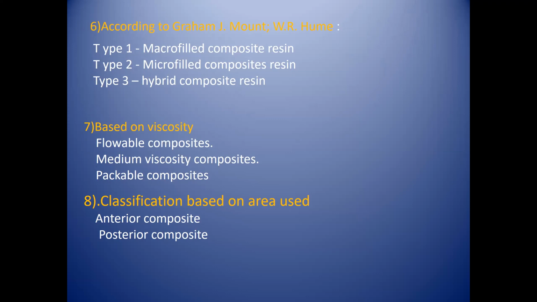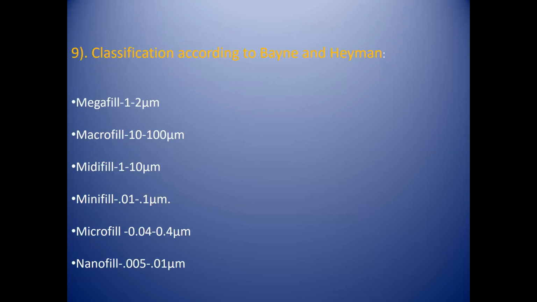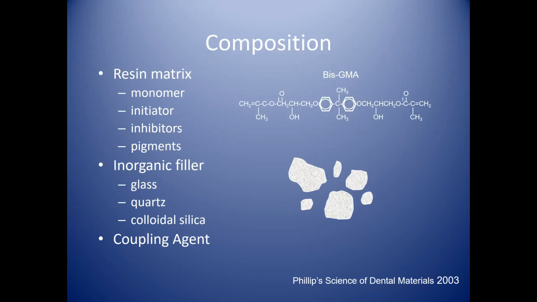Classification based on area used: there is anterior composite and posterior composite. Classification according to the filler particle size can be megafill, macrofill, midifill, minifill, microfill, and nanofill. Basically, discussing the composition of composite, it has a resin matrix, an inorganic filler, and a coupling agent. Resin matrix consists of monomers, initiator, inhibitor, and pigment, and the inorganic filler consists of glass, quartz, colloidal silica. Coupling agent is the material which binds between the resin matrix and inorganic fillers.